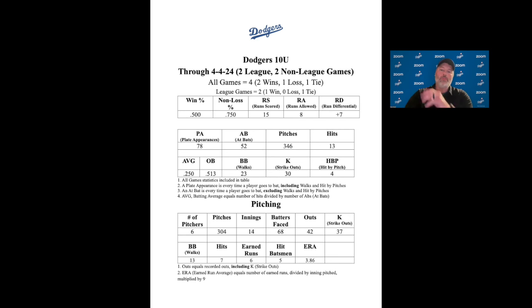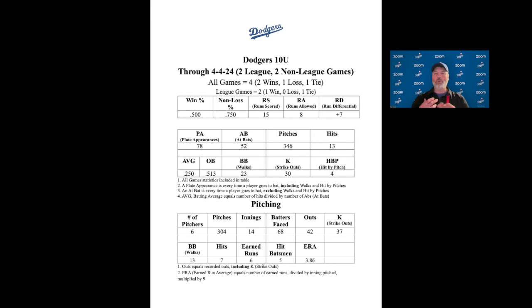The last thing I want to go over is ERA. That's earned run average. Earned run average equals the number of earned runs divided by the innings pitched, multiplied by 9. It's multiplied by 9 because in Major League Baseball a full game is 9 innings. So that's just how an ERA is calculated.